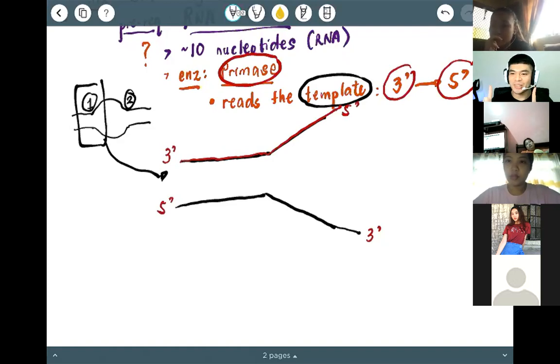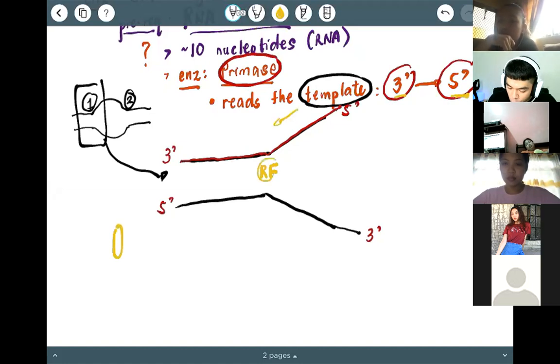Take two. Ulit. Halimbawa, ito yung replication fork. Question, paano magbasa ang primase? Ang binabasa niyang template ay mula 3' hanggang 5'. So kung 3' to 5' ang binabasa niyang direction, paano gagalaw ang primase? Papuntang replication fork o palayo ng replication fork? Palayo. Very good. Away siya magbabasa.